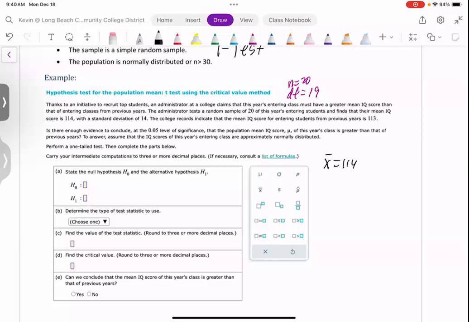With a standard deviation of 14. So that's an s, not a sigma, of 14. College records indicate that the mean score for students the previous years is 113. So that's going to mean that mu is equal to 113. Is there enough evidence to conclude that the population's mean is greater than that?